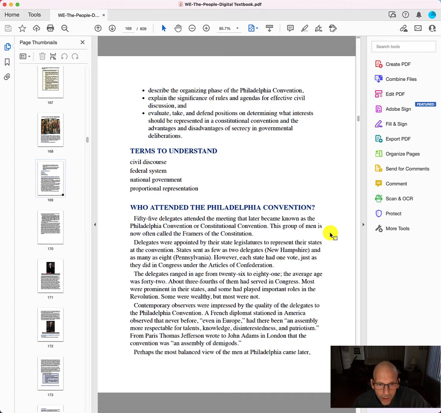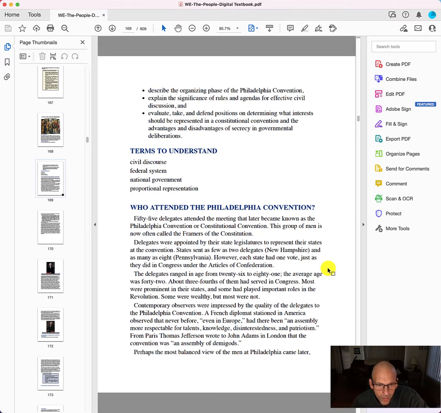Delegates were appointed by their state legislators to represent their states at the convention. States sent as few as 2 delegates, New Hampshire, and as many as 8, Pennsylvania. However, each state only had 1 vote, just as they did in Congress under the Articles of Confederation. The delegates ranged in age from 26 to 81. The average age was 42.